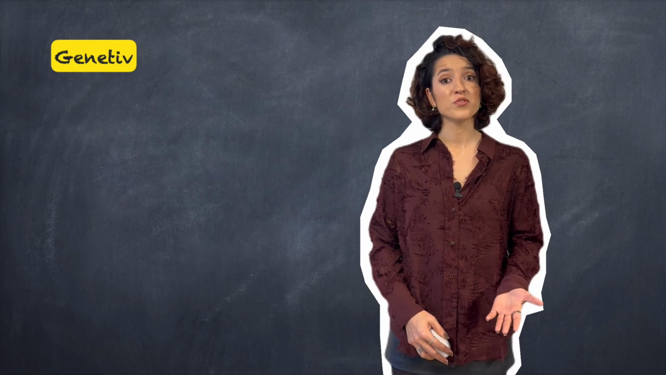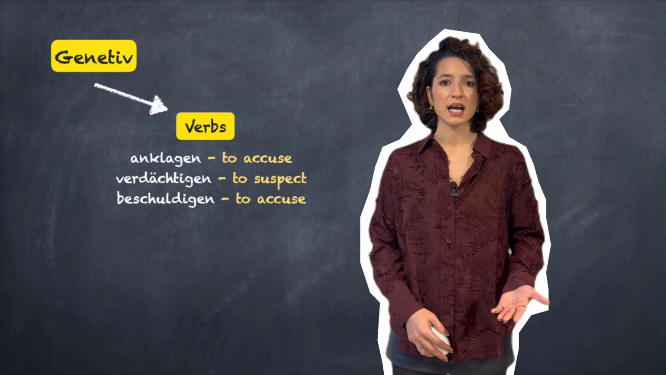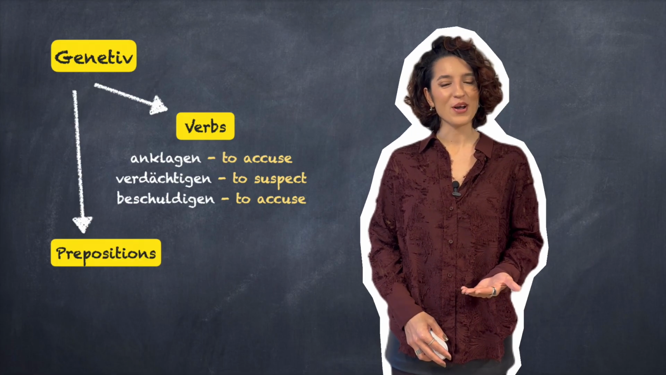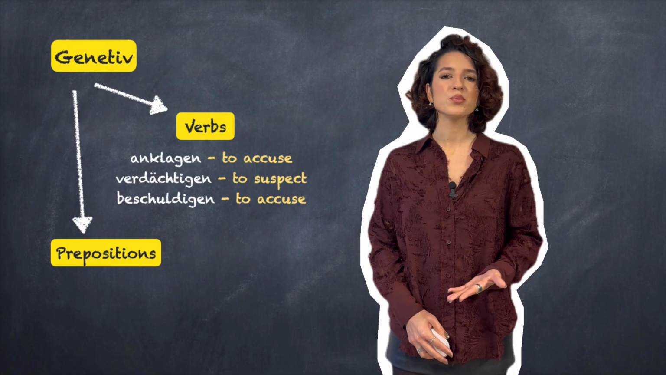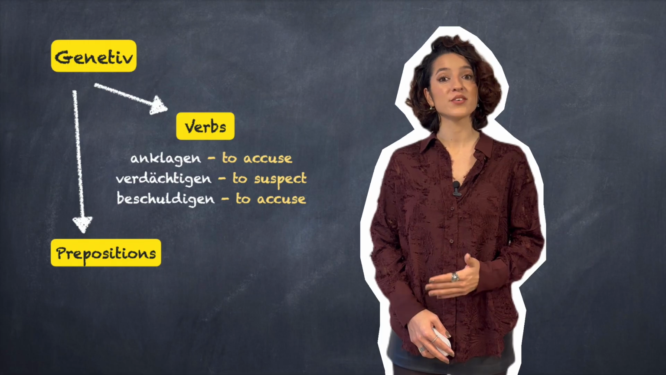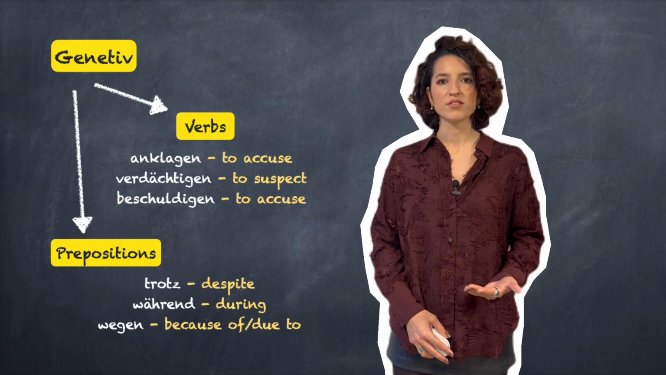There are also some verbs that require the genitive, such as anklagen, verdächtigen, or beschuldigen. And we also have some prepositions that require the genitive. The good news is there are just a few, such as trotz, während, or wegen.